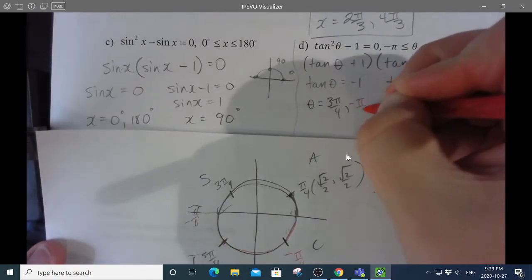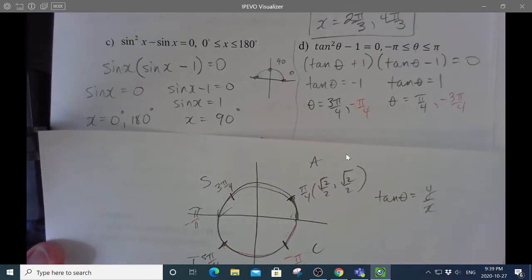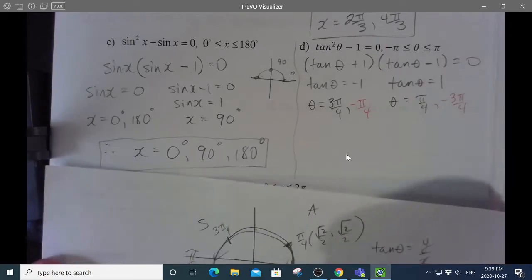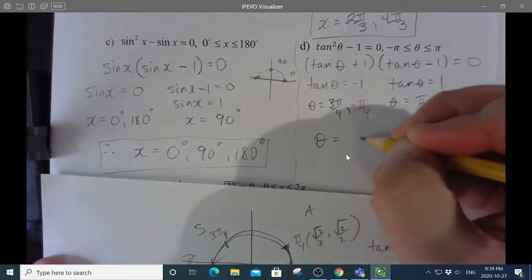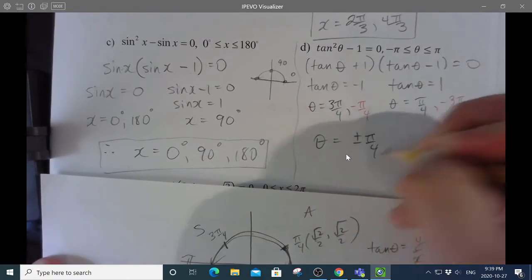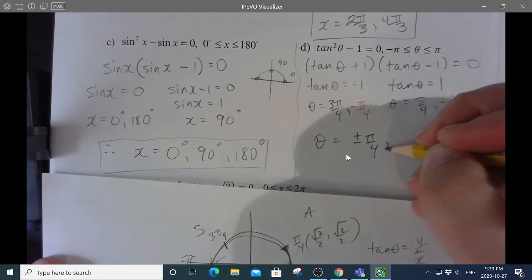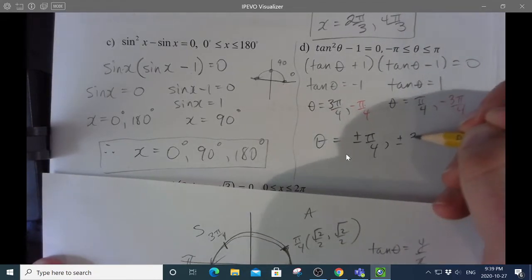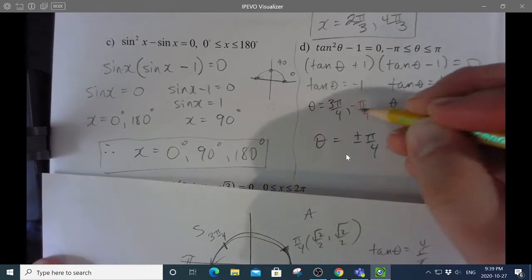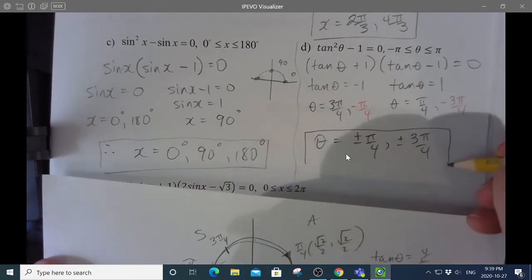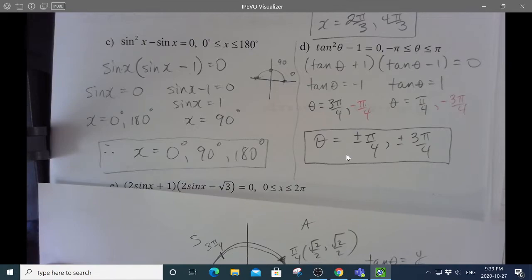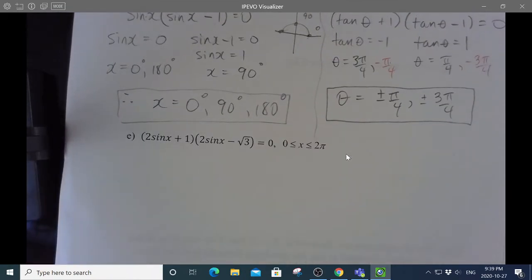So there are my 4 answers. My 4 answers are theta is equal to plus or minus pi by 4, because there's this answer and this answer, and plus or minus 3 pi by 4 because of this answer and that answer. And there we go. Now they're going to give us a little break here.